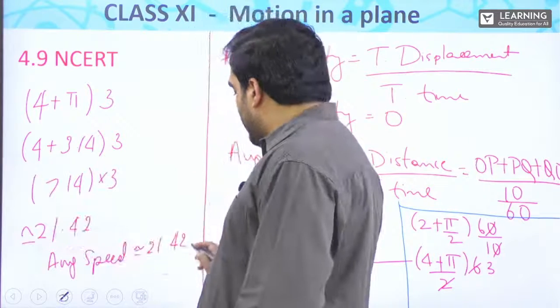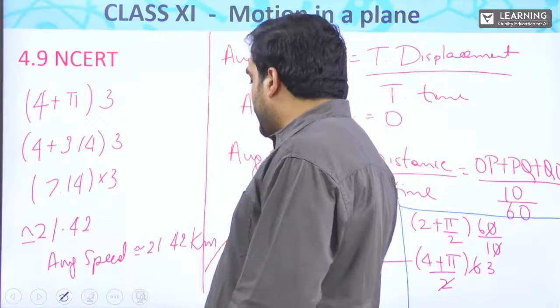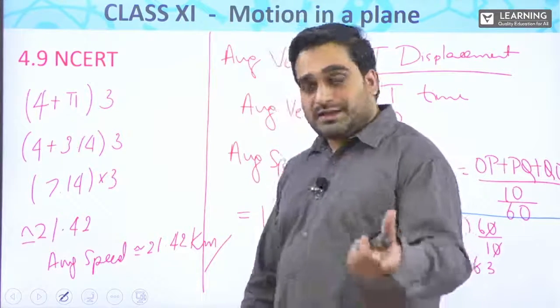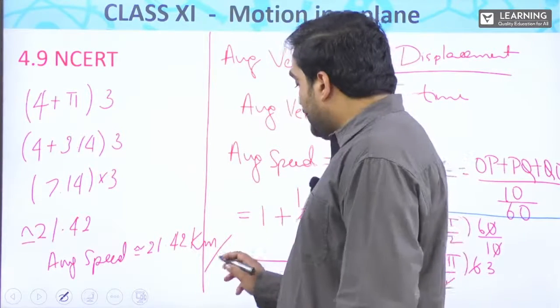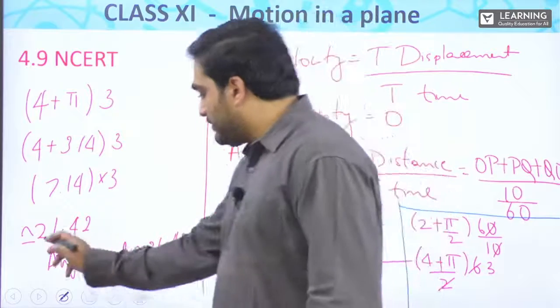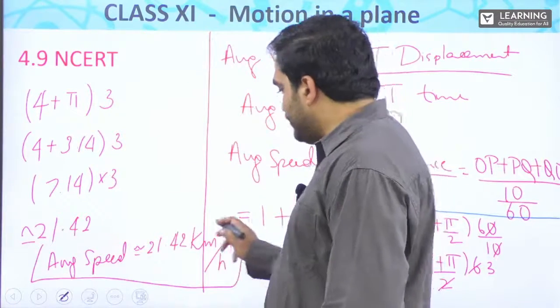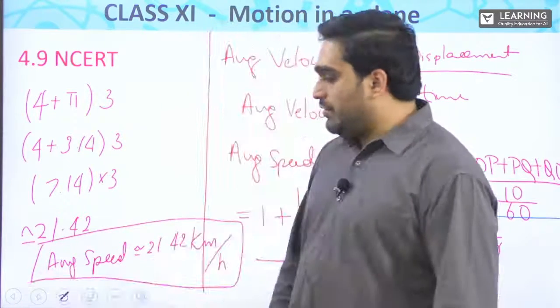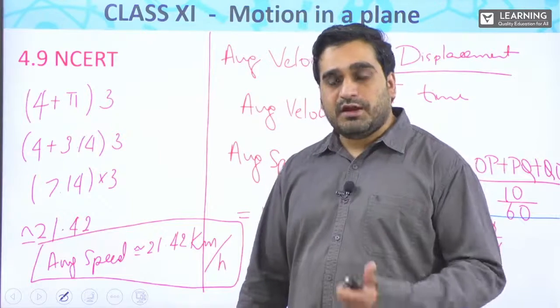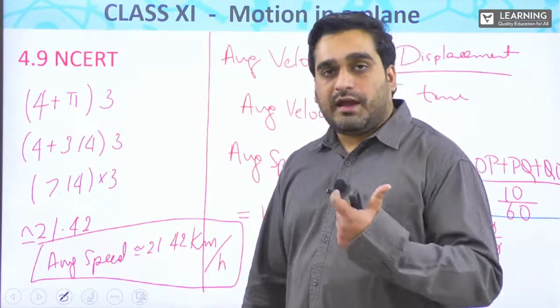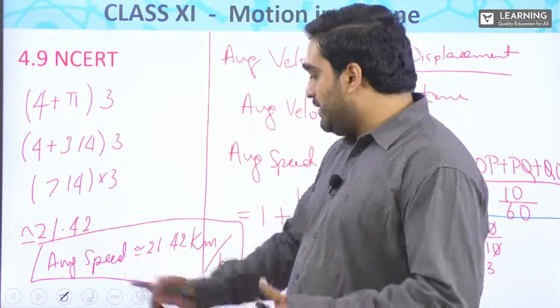Why is it kilometer per hour? Because the unit for distance is kilometer and the unit for time we have taken in terms of hours. So this will be the solution for all the three: what would be the net displacement and also average velocity and the average speed.